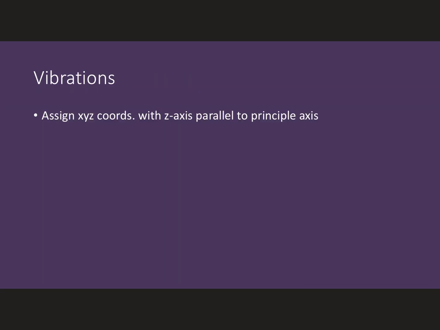So how do we do this? We're going to assign XYZ coordinates to every atom in our molecule, and we're always going to have the z-axis parallel to the principal axis. So same thing we've always done. Oftentimes that z-axis is going to be the one that points up, but it's the one where our principal rotation is found.